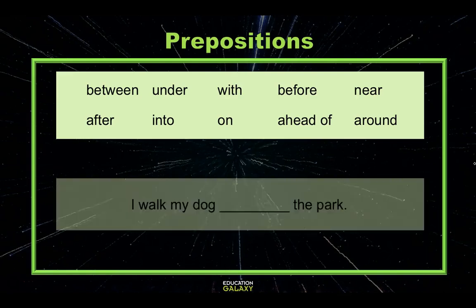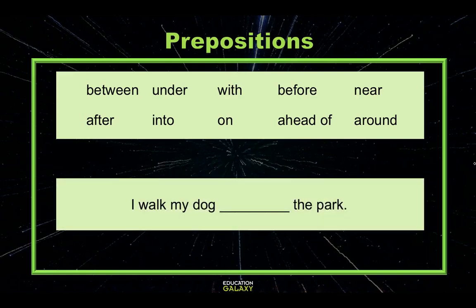So here's an example. I walk my dog blank the park. Only some of these prepositions would work, not all of them. Let's try this one. Around. I walk my dog around the park. Does that make sense? Sure, I can walk my dog around the park.